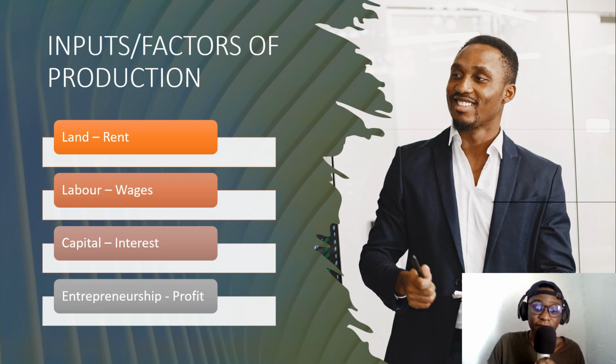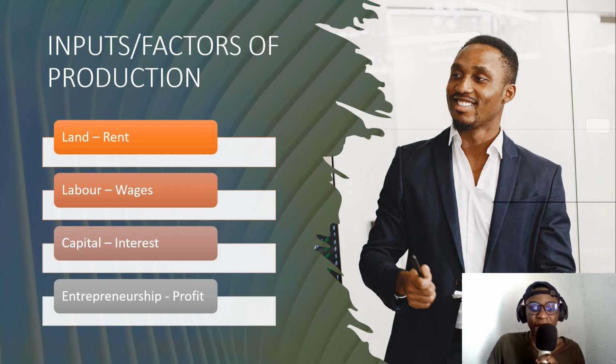So let's talk about the input or factors of production. So firstly, we have land, and the benefit of land is rent. So if you have land, you can rent it out and then get income. Secondly, we have labor, and the benefit of labor is wages or salaries. So if you provide your service somewhere and then they pay you a wage or a salary. And then thirdly, you have capital, and the benefit of capital is interest. So if you take your capital, invest it somewhere, and then you earn interest on a monthly basis or on a yearly basis.